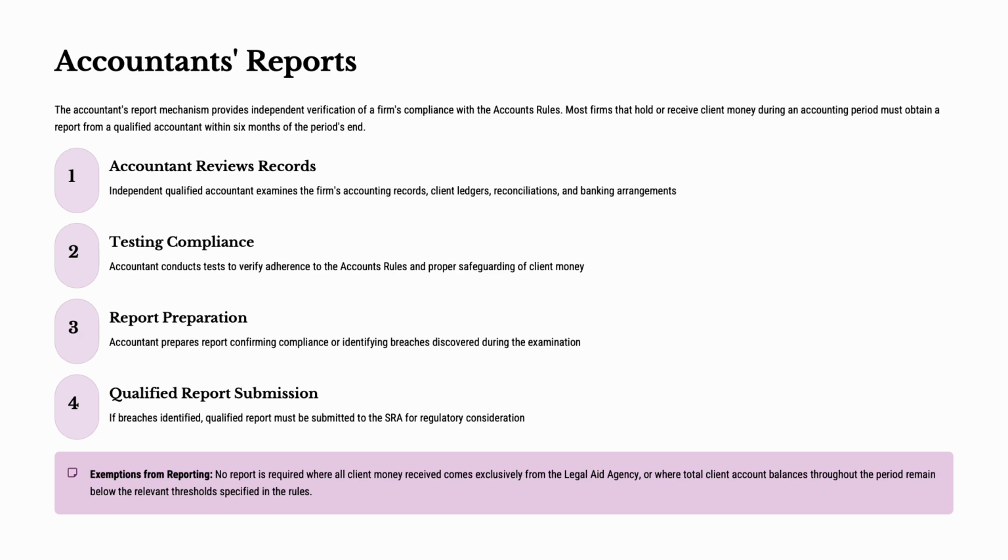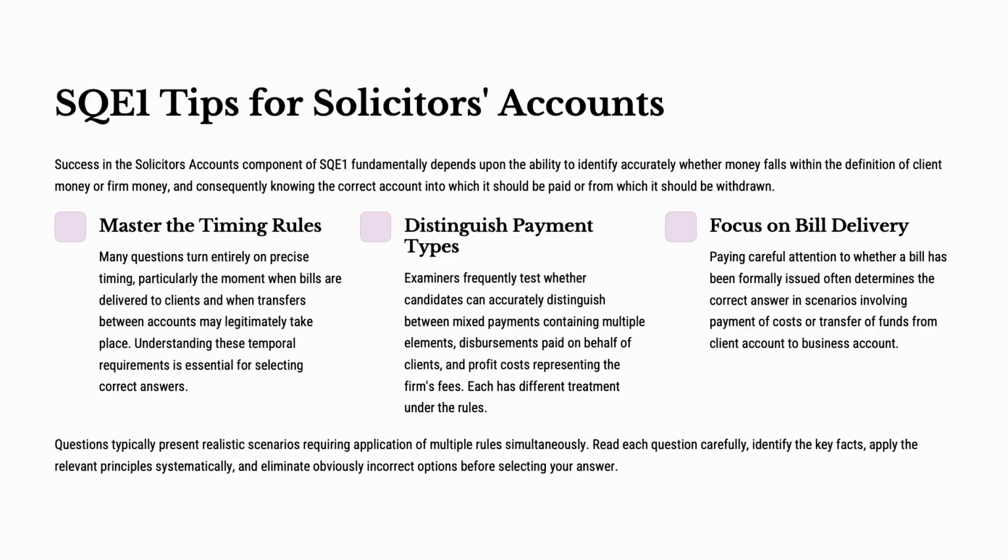So all of it you need to keep in mind: 6 years, every 5 weeks, all those things are tested in your SQE1. So what are the exam tips to succeed in SQE1? Pay close attention to whether money is client money or firm money and whether a bill has been delivered. This will tell you how money changes its nature, from client money to firm's money. So many questions hinge on timing. Examiners love scenarios involving mixed payments, disbursements, and profit costs. So watch for subtle details.